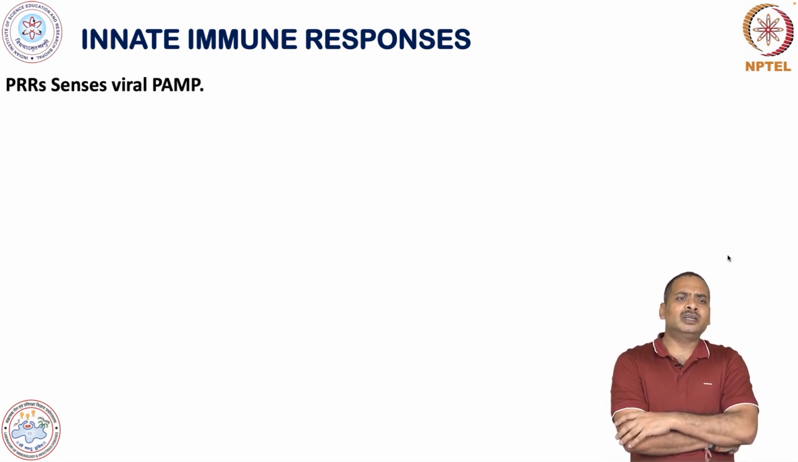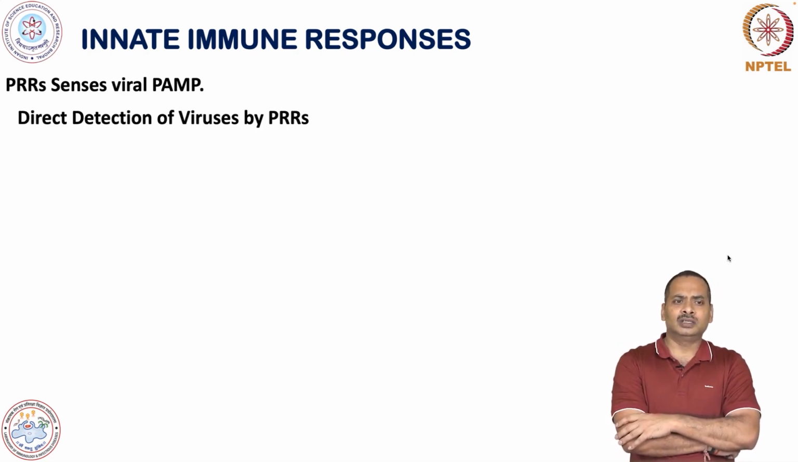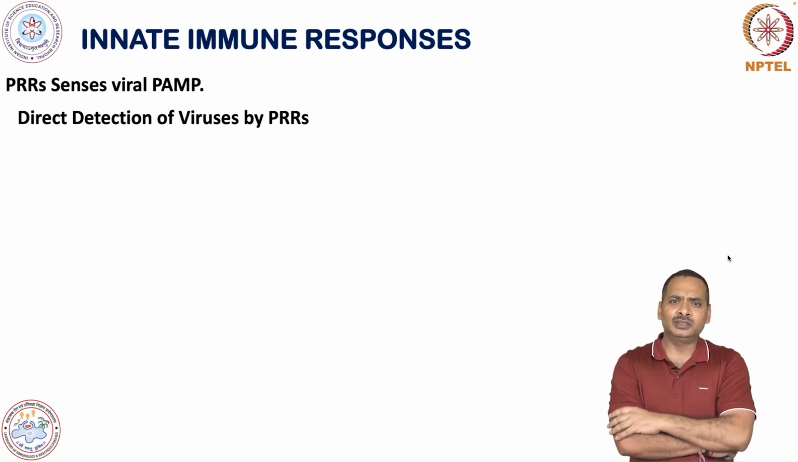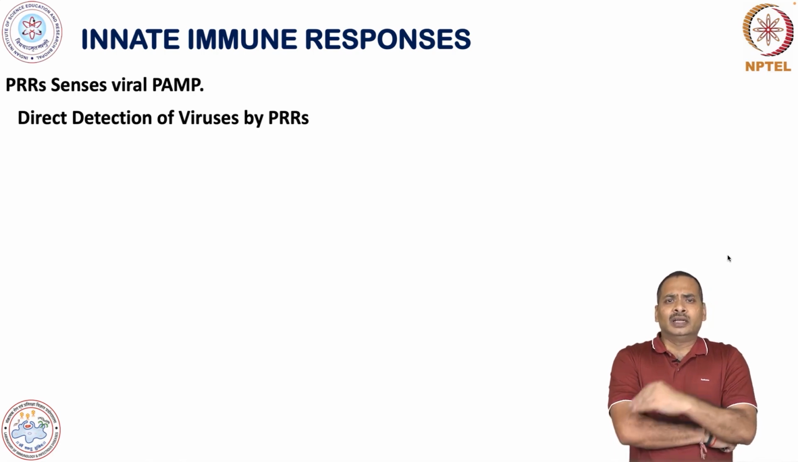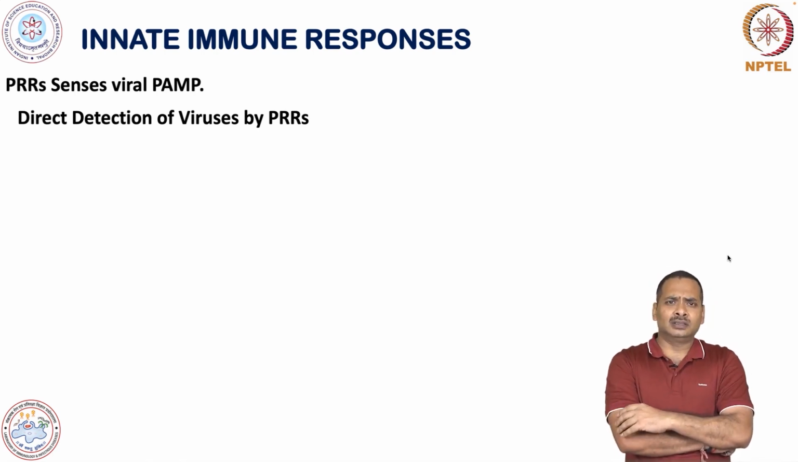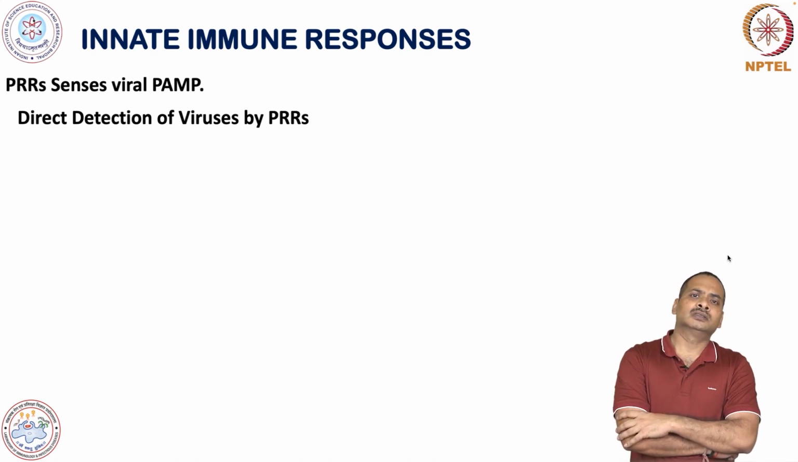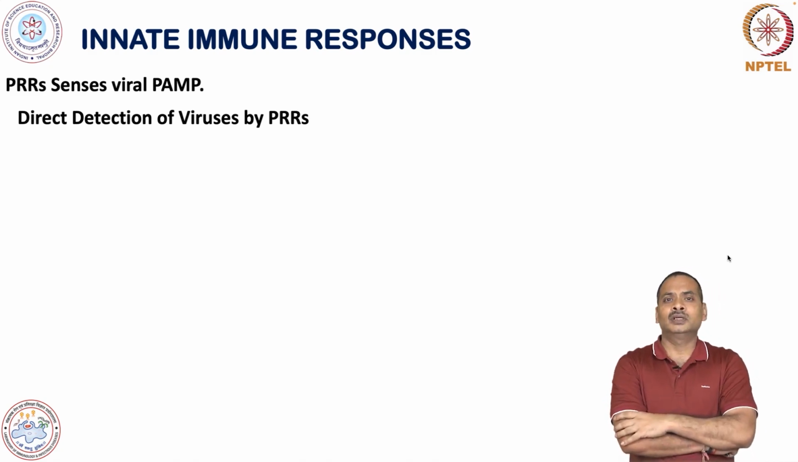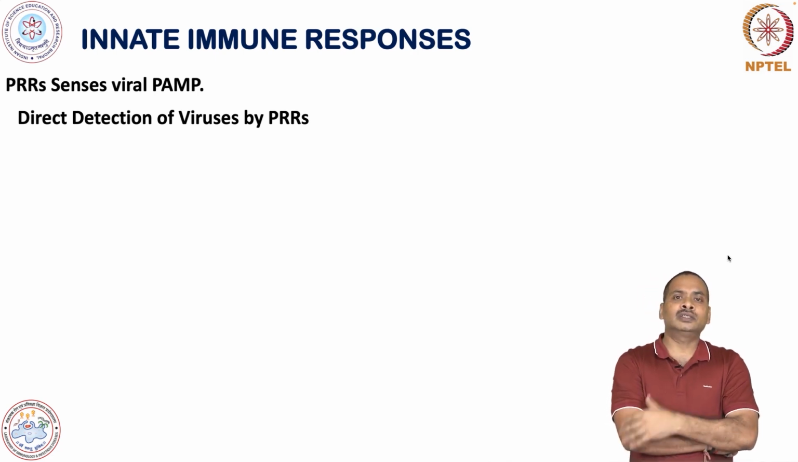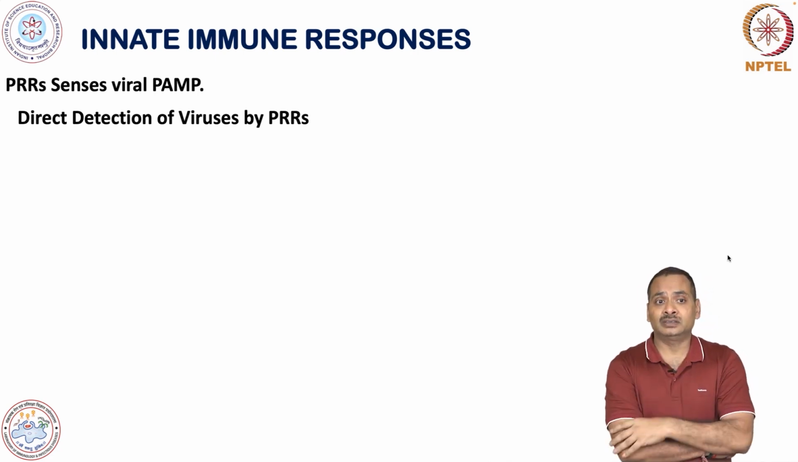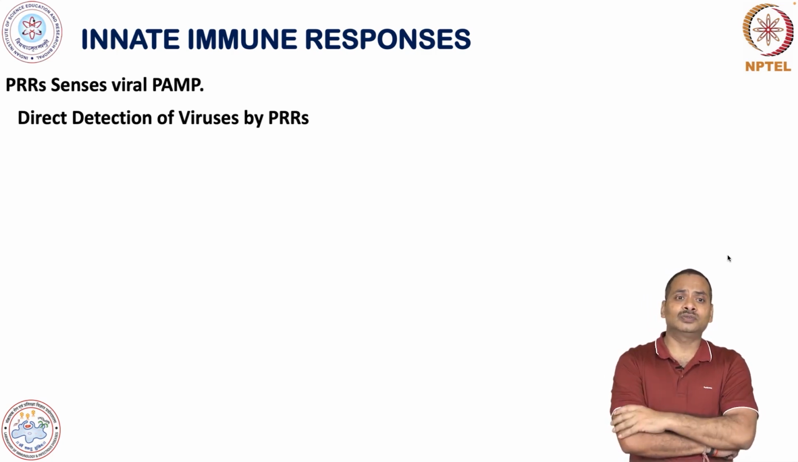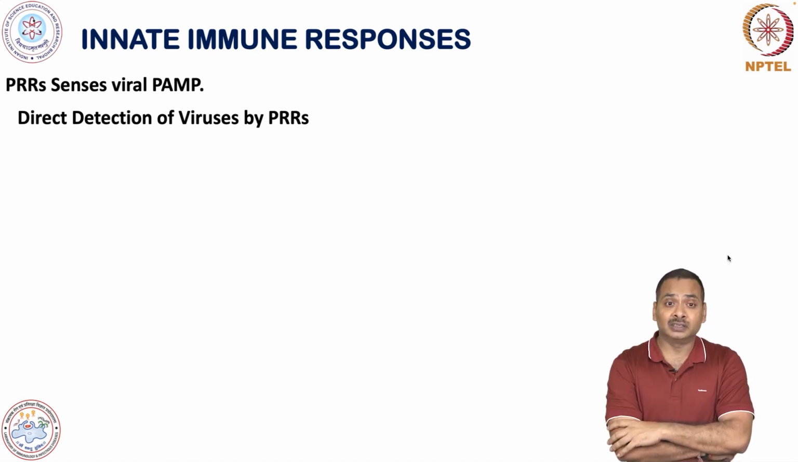So PRRs sense the viral PAMPs, and these viral PAMPs are various. It could be a nucleic acid, it could be a protein of the virus. This sensing and detection of the virus could be direct sensing of the virus, and another way is that it could be sensed indirectly. So now let's first discuss the direct sensing of viruses by pattern recognition receptors.